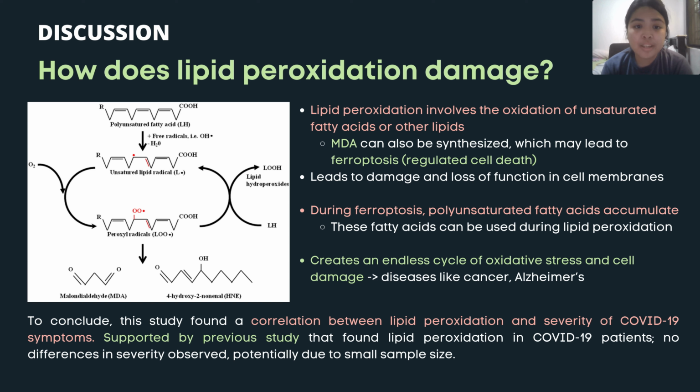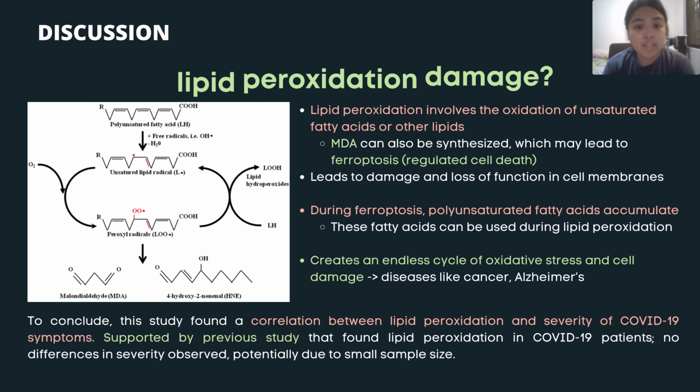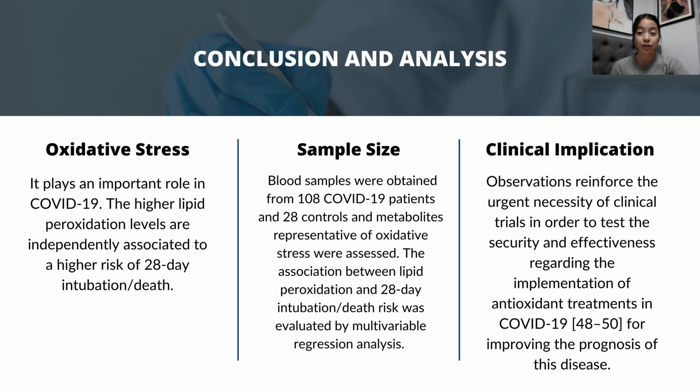To conclude this discussion, this study found a correlation between lipid peroxidation and the severity of COVID 19 symptoms. This is supported by a previous study that found lipid peroxidation in COVID 19 patients. However, there were no differences in severity observed, which may be due to a small sample size. So, for our conclusion and analysis, in this study, the important role of oxidative stress in COVID 19 was highlighted. It was seen that higher lipid peroxidation levels are independently associated with a higher risk of 28-day intubation or death. The conclusion of this study provides potential clinical relevance.